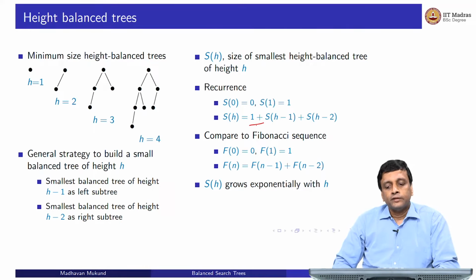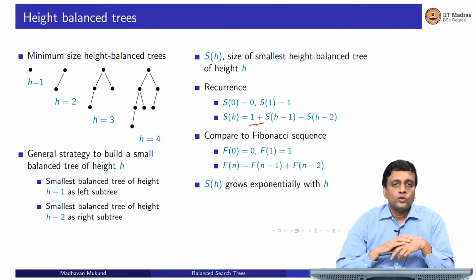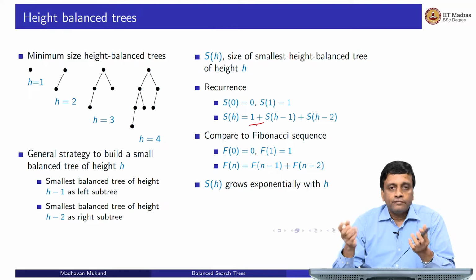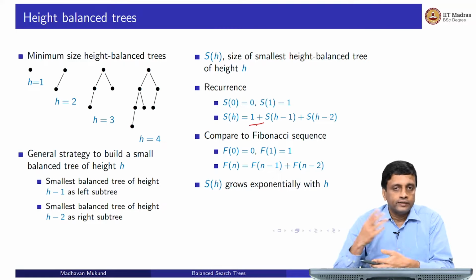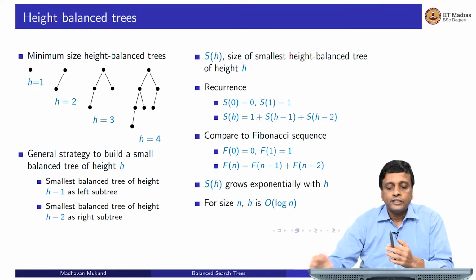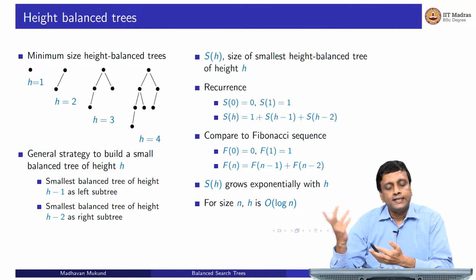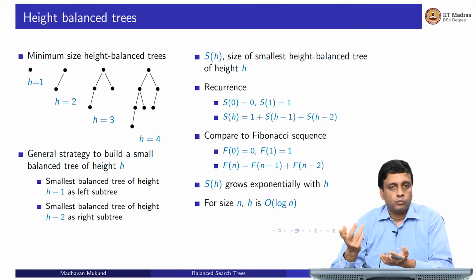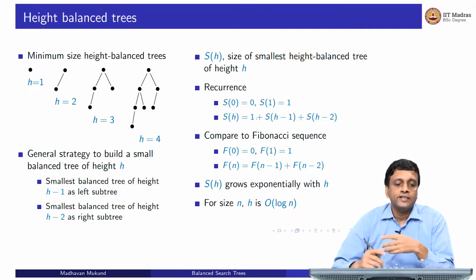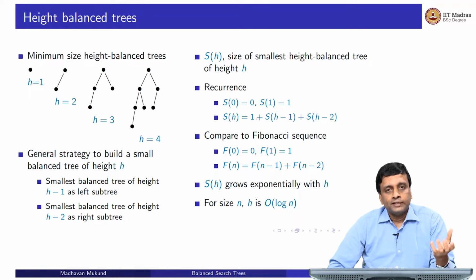So with this argument, we are now showing that the size grows fast, and if the size is exponential in h, if I turn it around, then it means that h is logarithmic in the size. So if n is the size, then n will be exponential in h, so h will be logarithmic in n, that's what we want. So this justifies mathematically why height balance trees are of interest to us.